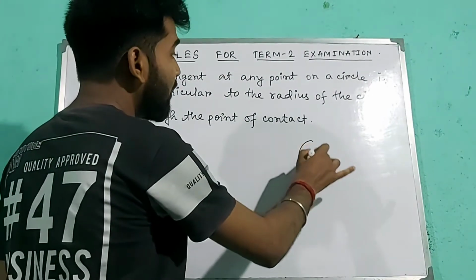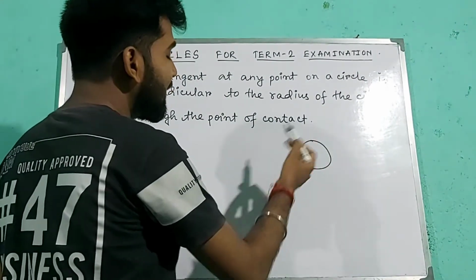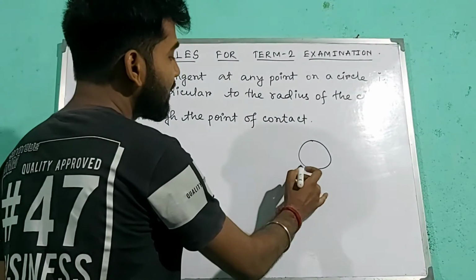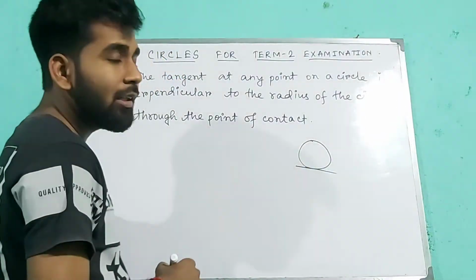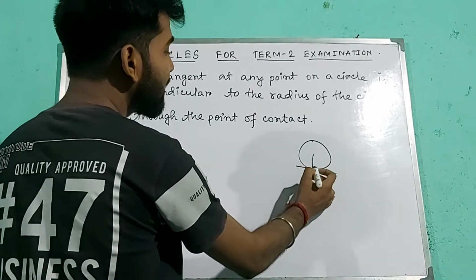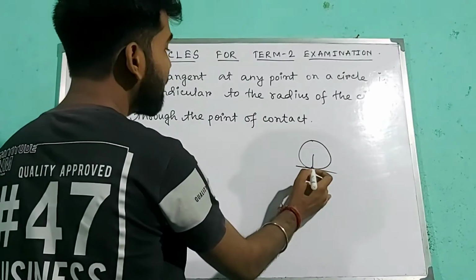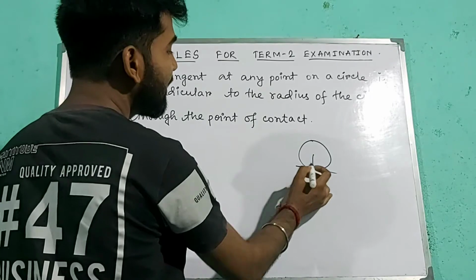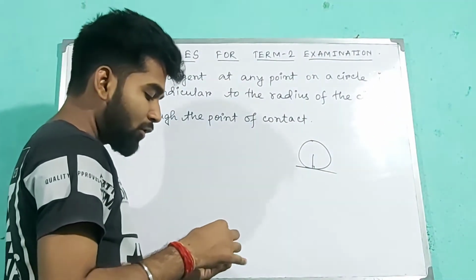I am drawing it, but I will not prove it. Suppose this is a tangent at a point. It will be perpendicular to the radius of the circle through the point of contact. That means at this point it will be perpendicular. I am not going to prove it.